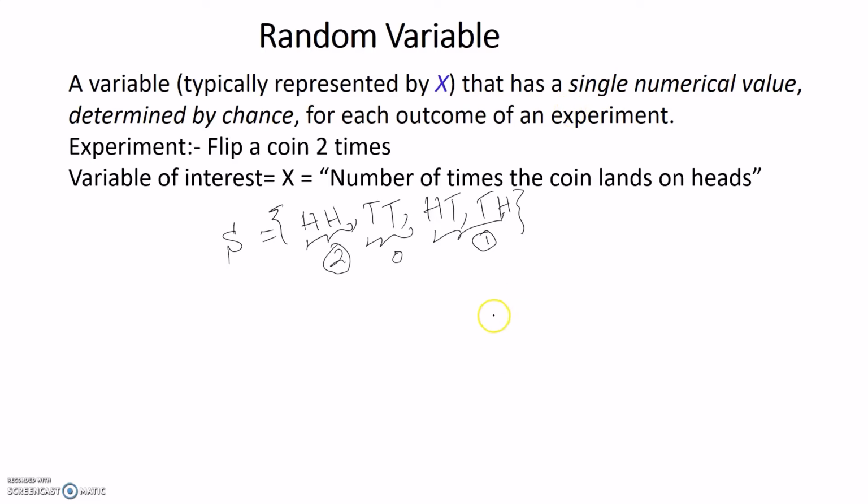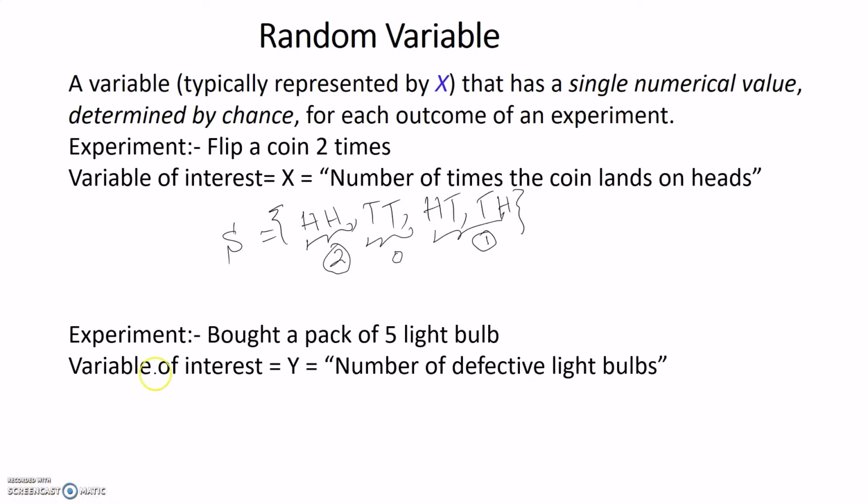Take another example. Let us suppose we bought a pack of 5 light bulbs, and the variable of interest in this situation is the number of defective light bulbs. You went to a shop and you bought a pack of 5 light bulbs, and you want to see how many bulbs out of these 5 bulbs are defective.